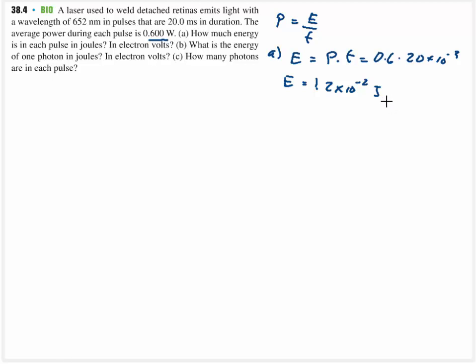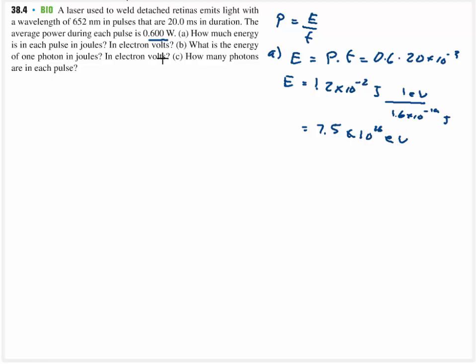If we want this in electron volts, we need to say that in 1 electron volt we're going to have 1.6 times 10 to the negative 19th joules, and we can cancel the joule out, and it's going to work itself out to be equal to 7.5 times 10 to the 16 electron volts.